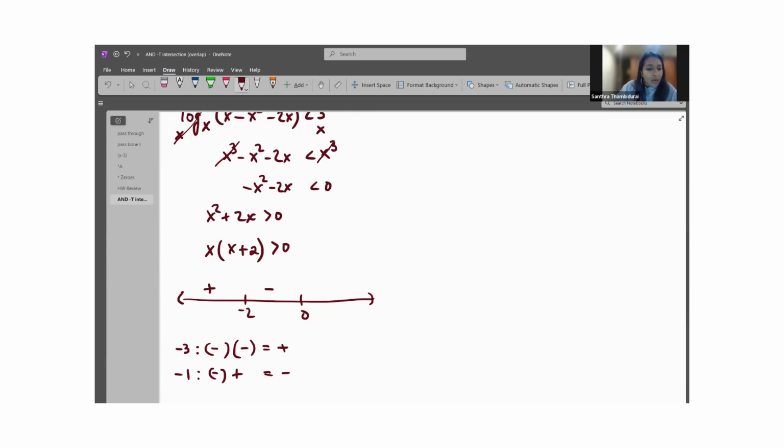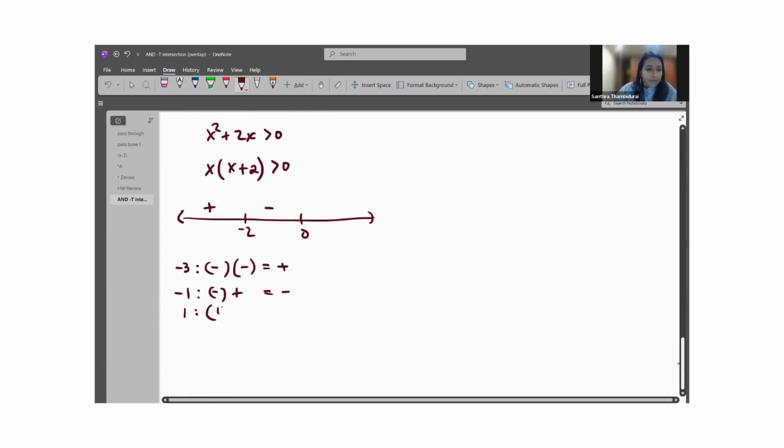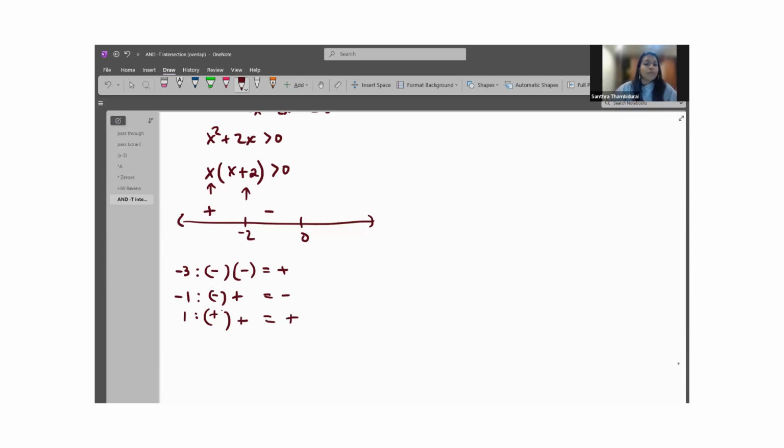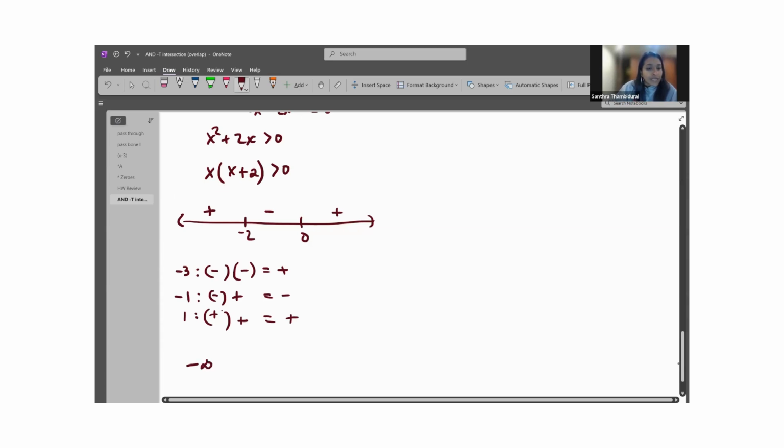If I'm plugging in 1, plugging 1 into x, I'm going to get a positive. Plugging 1 into x plus 2, I'm also going to get a positive. That's going to give me positive times a positive, which is a positive. So this is a positive. So where is my x times x plus 2 greater than 0? Negative infinity to -2, union 0 to infinity. These two parts.